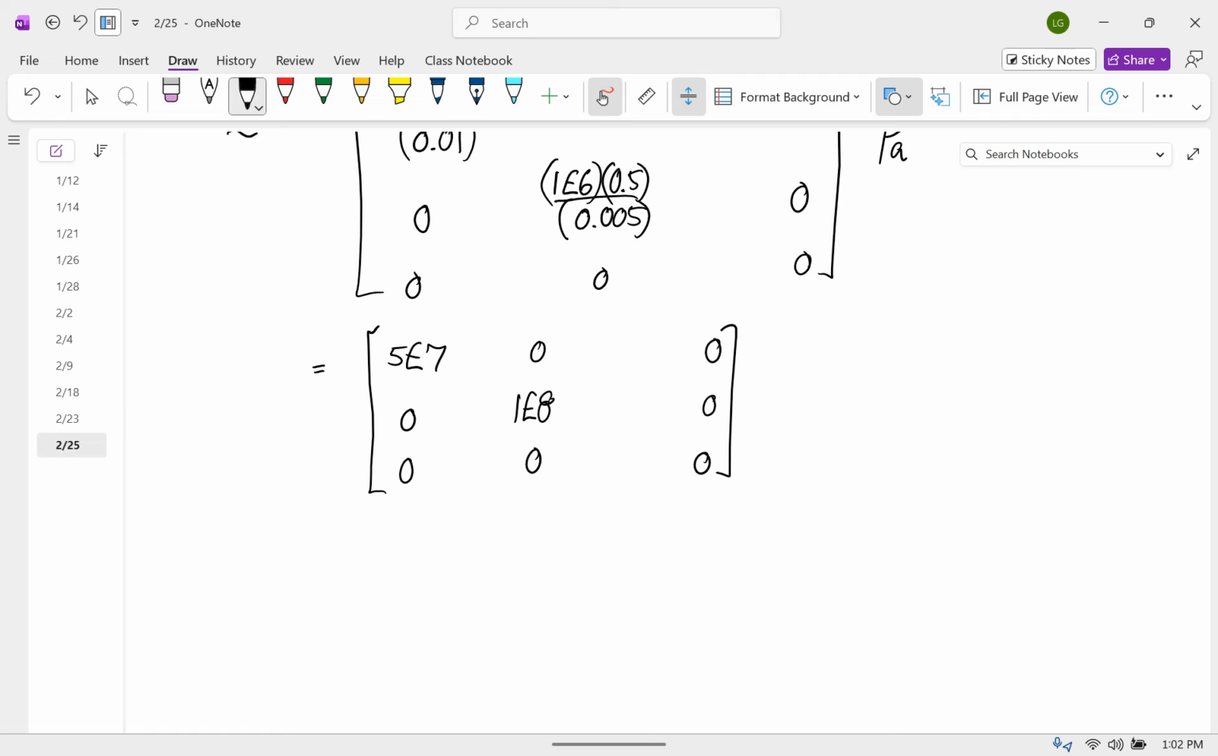Just for metals in general, for steel or anything, if you ever see a stress close to 1 times 10 to the 8, it's unlikely that it's going to withstand that, I think. Okay, but we're trying to calculate the maximum shear stress. So that is equal to the maximum minus the minimum divided by 2. So 5 times 10 to the 7 pascals.